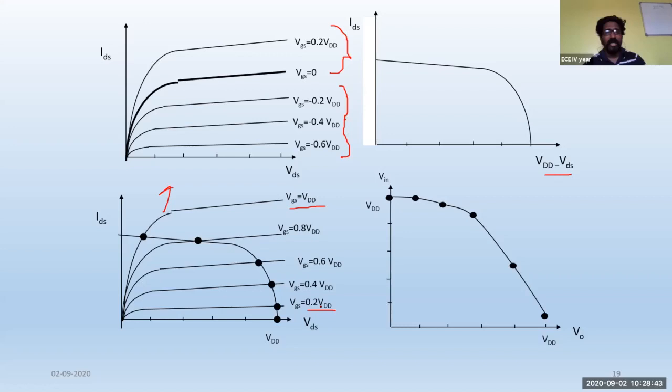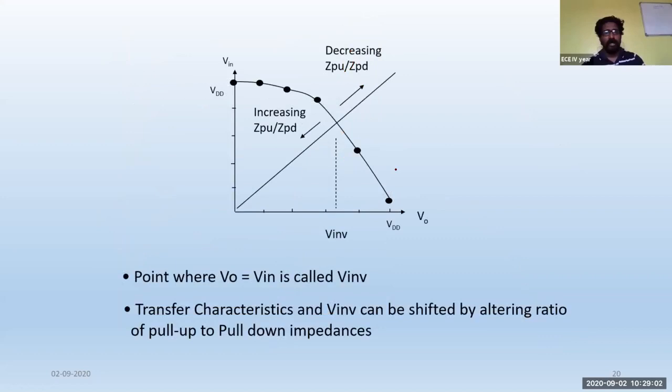Supplying a voltage which is greater than the threshold voltage, then as you increase the VGS, current will be flowing through it, and the current gradually goes on increasing. So these are a few characteristics about these MOSFETs, and this is a characteristic which has been drawn between the W/L ratios.